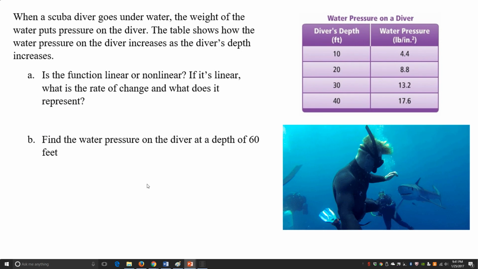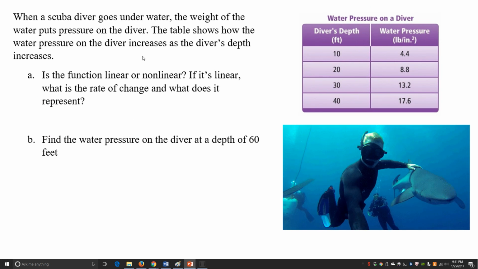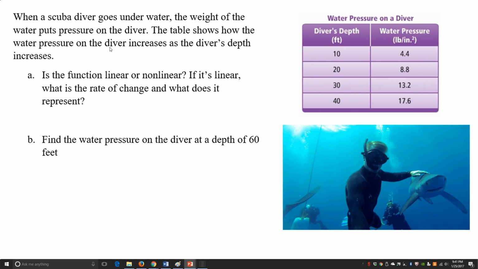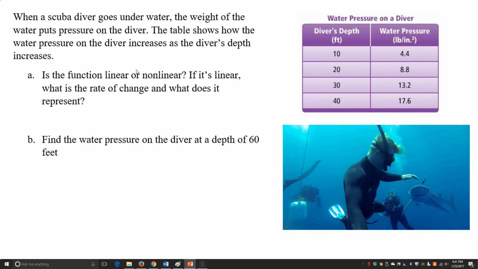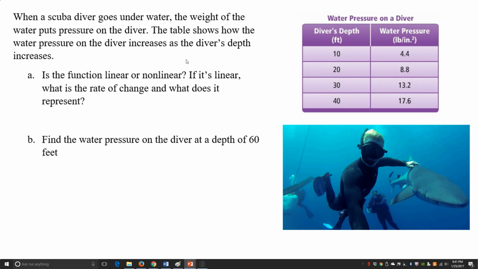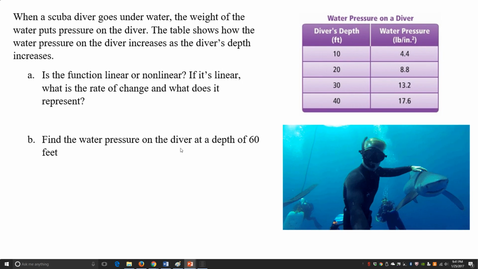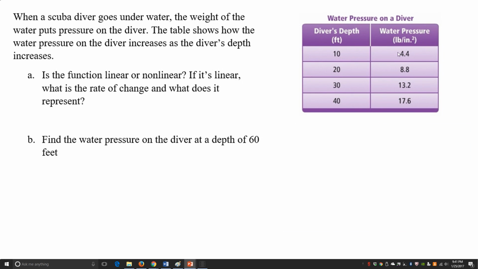Next problem has to do with scuba diving. What happens when someone's underwater is that as they continue to go deeper underwater, the water pressure increases. So the table here is showing what is happening. At 10 feet of depth, we have 4.4 pounds per square inch. It is 4.4 pounds of pressure for every 1 square inch on the human body. So we're looking at, is this function linear or nonlinear?